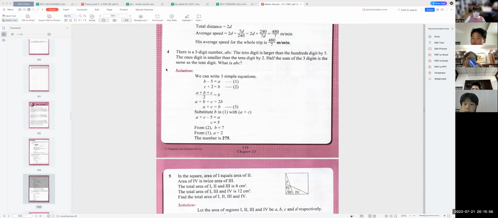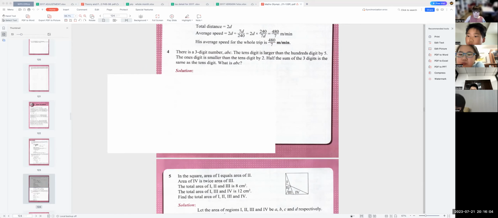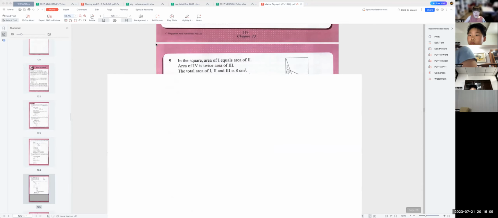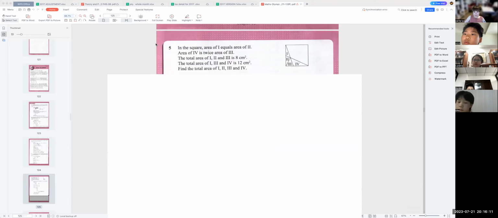Okay, so we're going to take a look at number 5, okay? So number 5 is not an algebra question. Instead, it's a geometry question. So let's take a look at that one. In the square, area of 1 equals area of 2. Area 4 is twice area 3. The total area of 1, 2, 3 is 8. The total area of 1, 3, 4 is 12. Find the total area of 1, 2, 3, and 4. This question is different, okay?